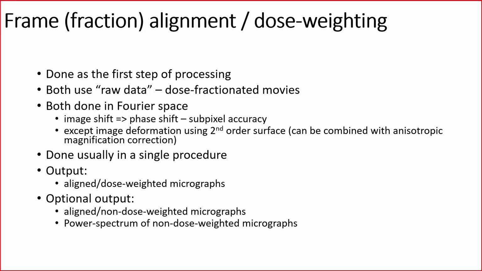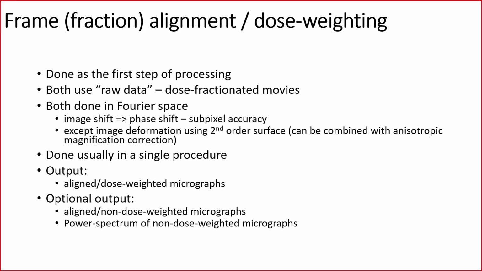There is one exception. The exception is deformation using the second order surface, which you cannot do in Fourier space. Also, this deformation can be combined with another real space deformation that's about the anisotropic magnification of the microscope, where the microscope has a different magnification in the x and y axis. Nowadays, this value is very small, and we are correcting for this later in the processing.